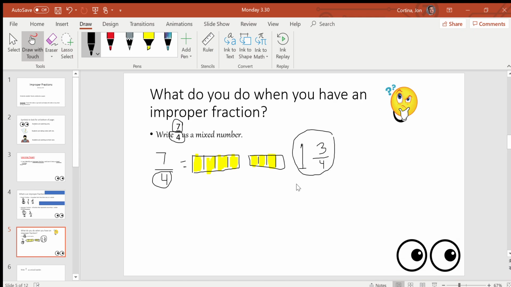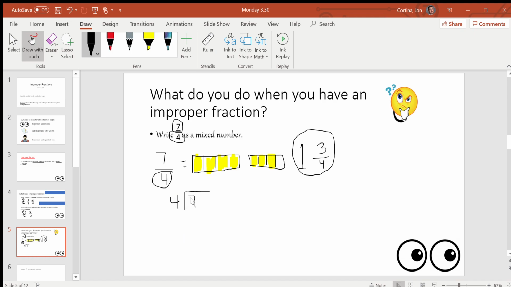Okay, let's look at another way to solve this. So we know that the 4 is the total number of parts, and we know that we have 7 of those fourths. So this line can really stand for dividing. So this line means to divide. So if we're using division, we're going to divide that bigger number by our total whole. So we're dividing 4 into 7.